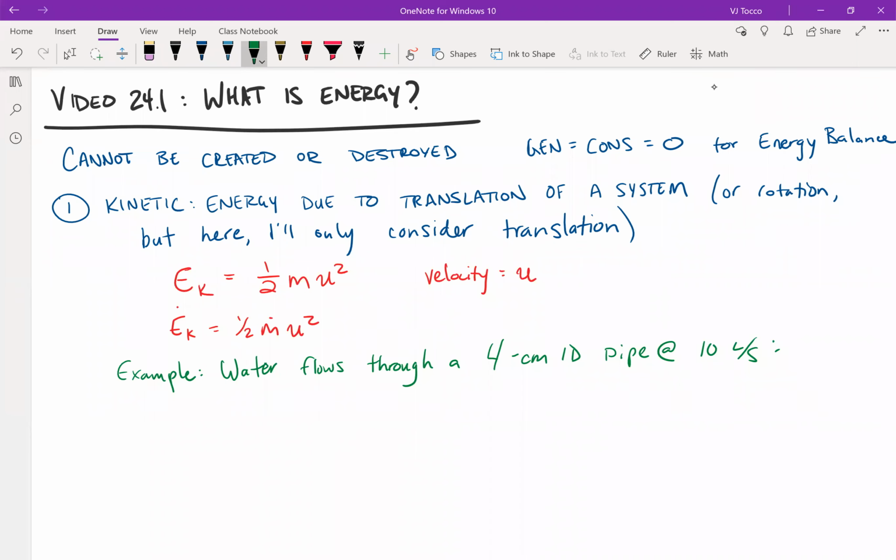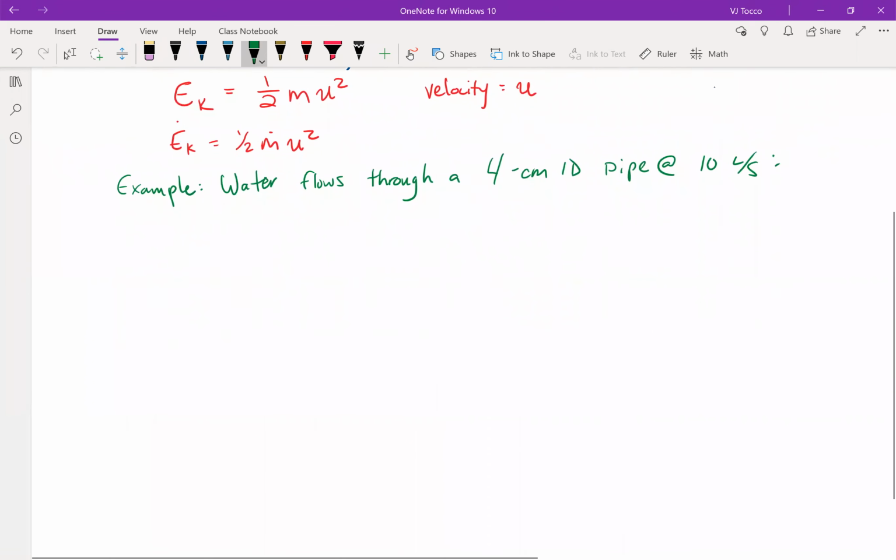Let's do just a very brief example of water flowing through a 4-centimeter inner diameter pipe at 10 liters per second. If we want to know what the velocity is, we have the volumetric flow rate here. I can write the formula that u, the velocity, is equal to the volumetric flow rate divided by the area that it flows through. I know that the volumetric flow rate is 10 liters per second, and I can calculate the area of this water.